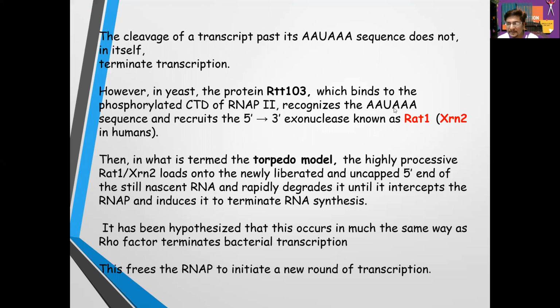It recognizes this AAUAAA and recruits a specific exonuclease called RAT1, and the same one in human beings we call XRN2. They follow a torpedo model, in which the highly processive XRN2 loads on the newly liberated uncapped 5' end of the still nascent RNA and rapidly degrades it until it intercepts the RNA polymerase and induces it to terminate the RNA synthesis.